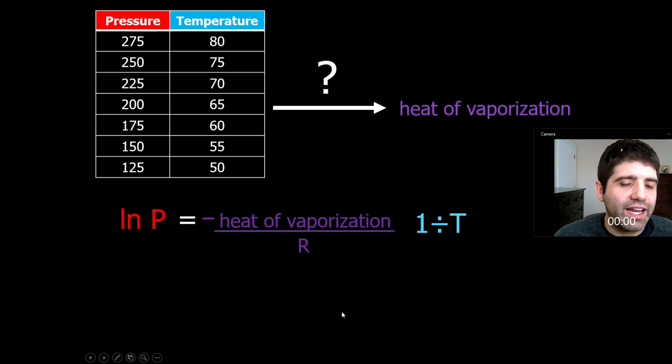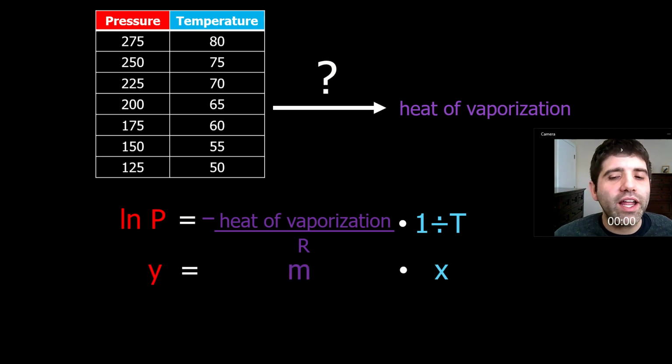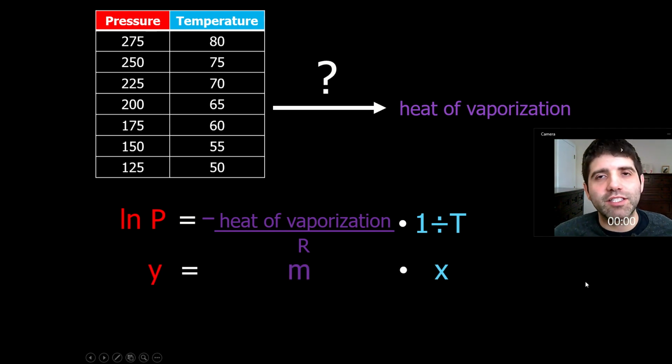So what we've got in here is a negative sign. We have divided by R, that's the gas constant. This equation is in a form that might look familiar. It's in the form of y equals mx plus b. That part of the equation we don't need to consider. All we need to consider is that this equation is in this form.